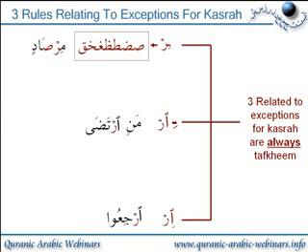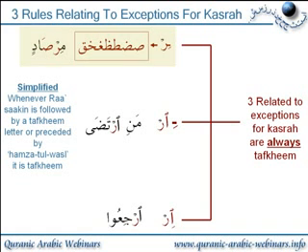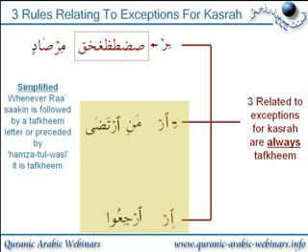Okay, so if we simplify that, whenever ra sakin is followed by a tafkheem letter, or it's preceded by hamzatul wasl, the ra sakin will be tafkheem. So that's all you have to remember, and they're the three exceptions.